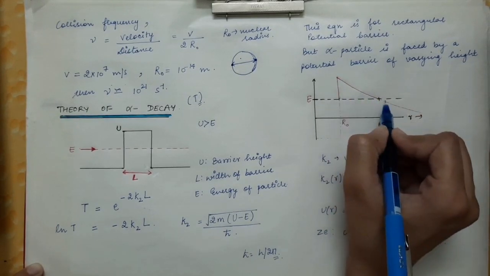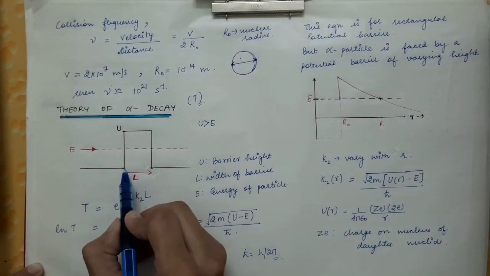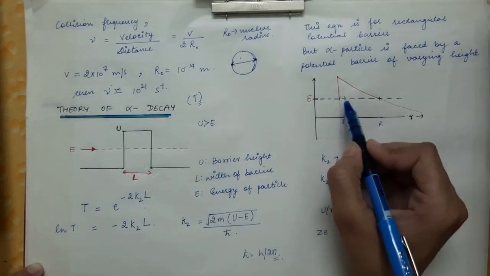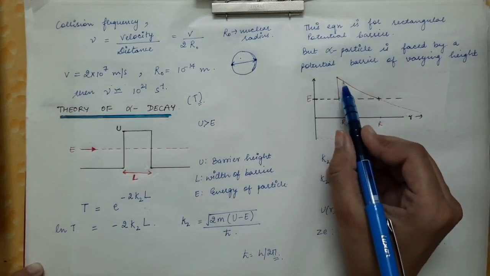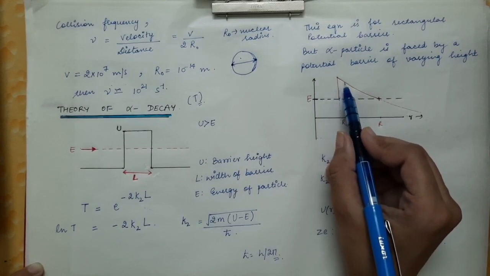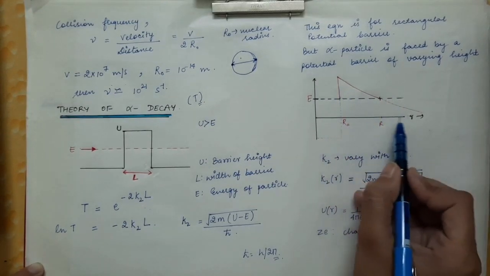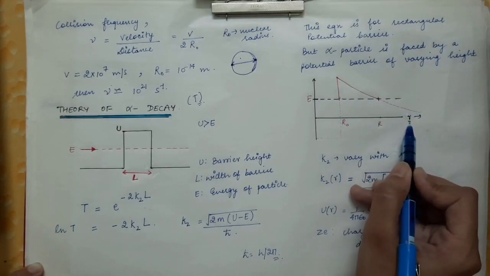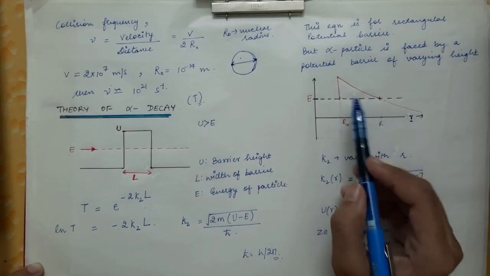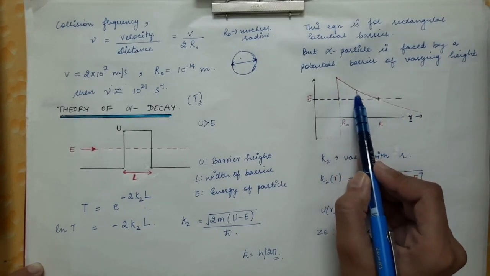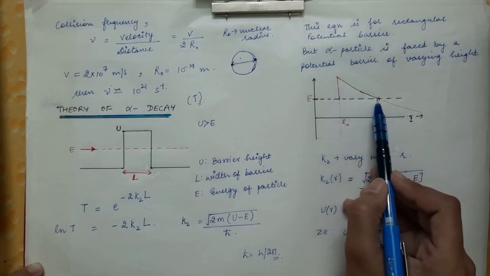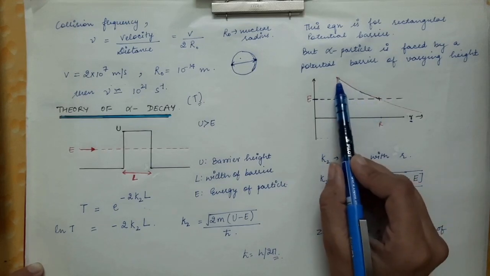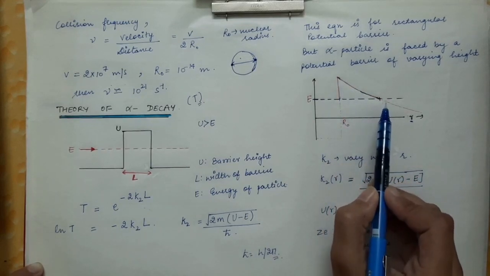So this will be the potential barrier. In this case, the potential barrier had a constant height up to a certain distance, but here the potential barrier does not have a constant height. Its height decreases as the distance of the alpha particle from the daughter nucleus increases. So as that distance increases, the potential barrier experienced by the alpha particle decreases. So we have to take into account this decreasing height of the potential barrier.